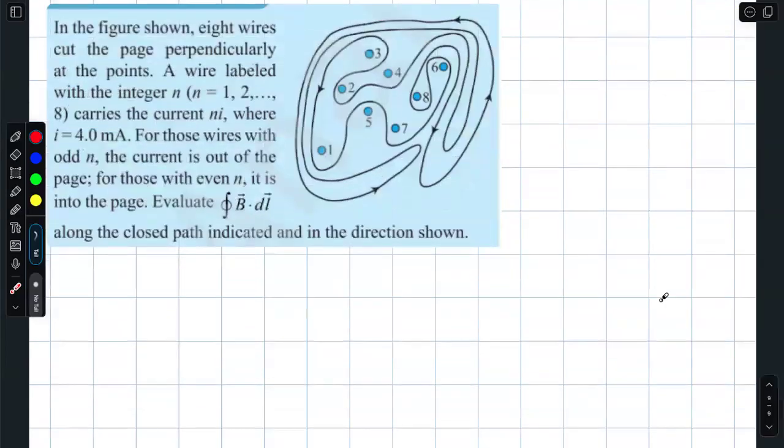The figure shows 8 wires cutting the page perpendicularly at the points. Read this question. There are 1, 2, 3, 4, 5, 6, 7, 8, and so on.